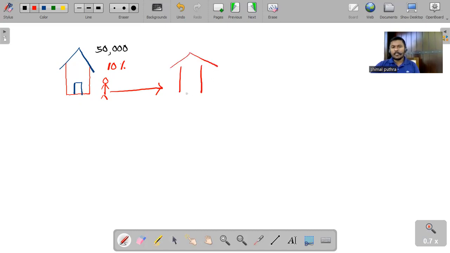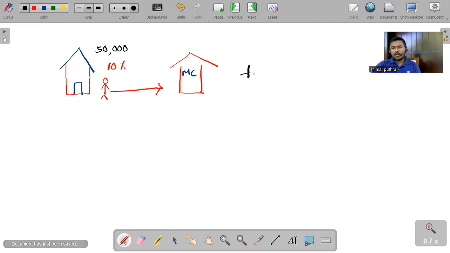Then we are asked to find the tax amount that the owner has to pay. So this is the municipal council. Then this owner will go to the municipal council and pay the tax amount. So our task is to find the tax amount that he should pay. We found the valuation of this house is 50,000 per year, and the rate charged by the municipal council is 10%.